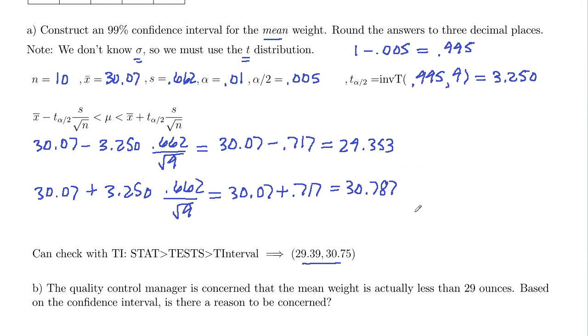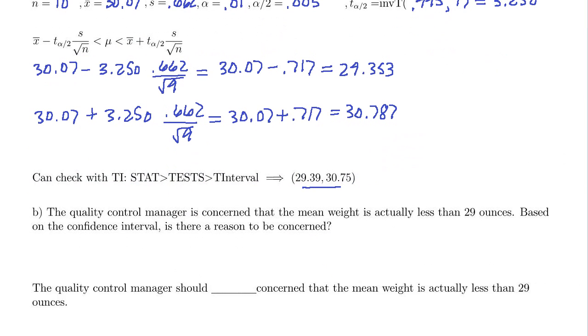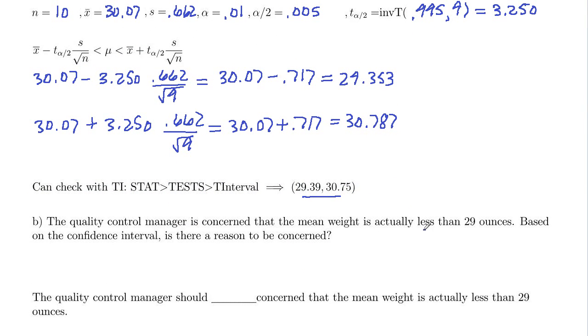So now part B, the quality control manager is concerned that the mean weight is actually less than 29 ounces. Based on our confidence interval, should the manager be concerned? Well, our confidence interval goes from 29.35 up to 30.79, and 29 would be down here. And that's not in the interval.